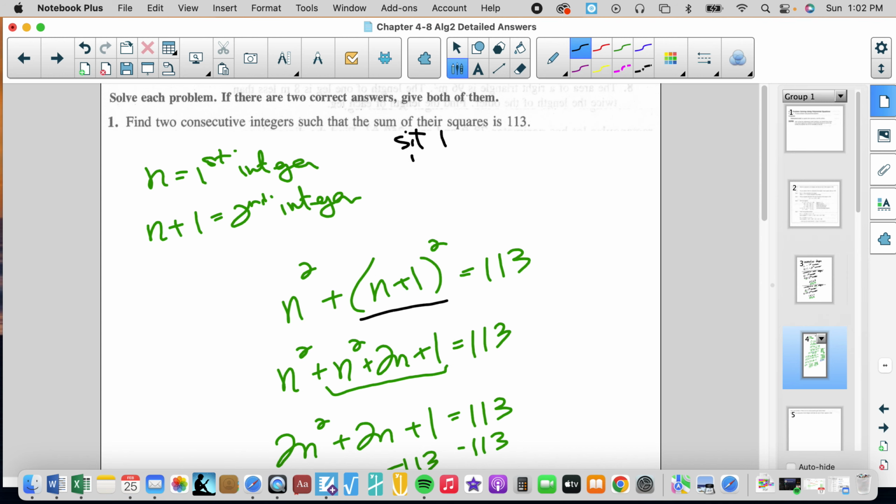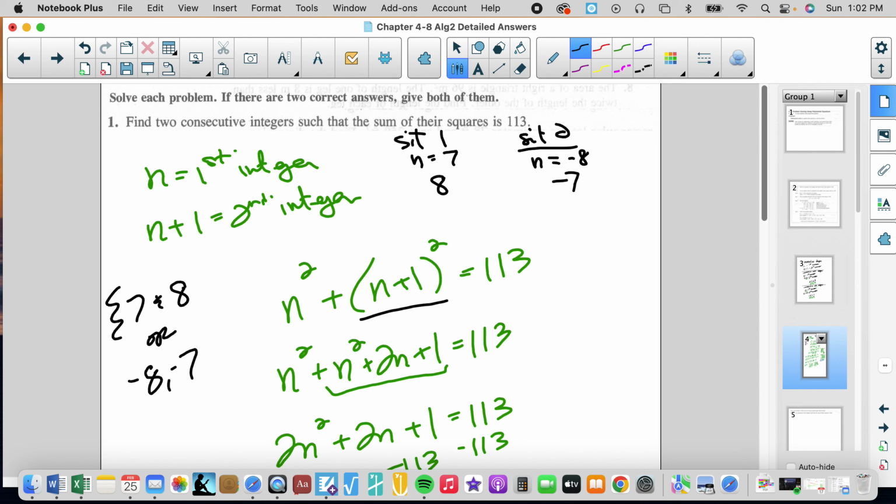Situation 1, when n equals, what was it, 7? Positive 7. And situation 2, when n equaled negative 8. So if we plug n in, we get n plus 1 is going to be 8, and n plus 1 from negative 8 is negative 7. So those are my two solutions. You can either do 7 and 8 or negative 8, negative 7. Those are the two solution sets.